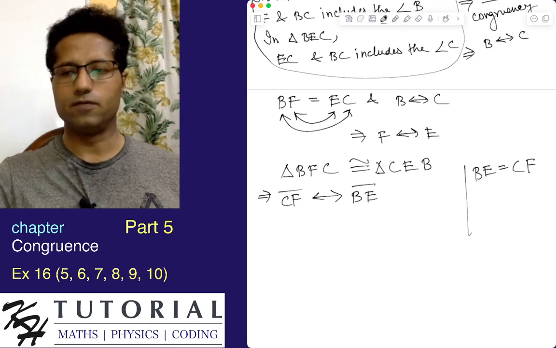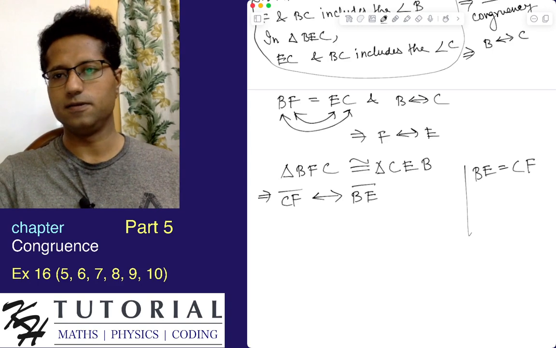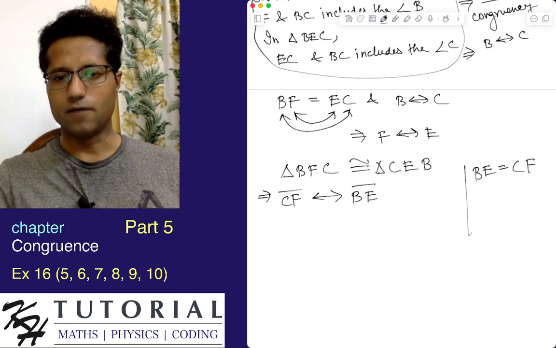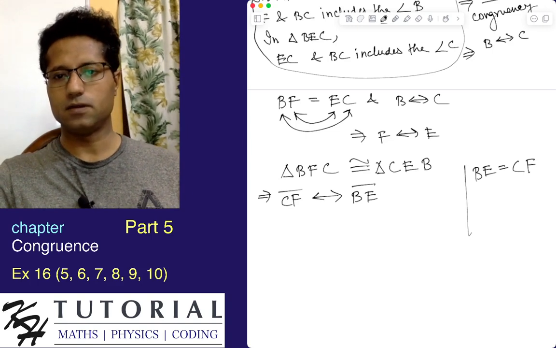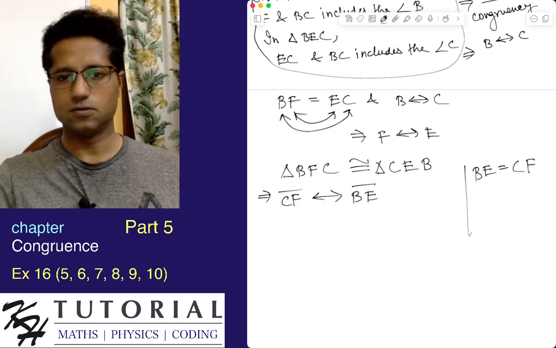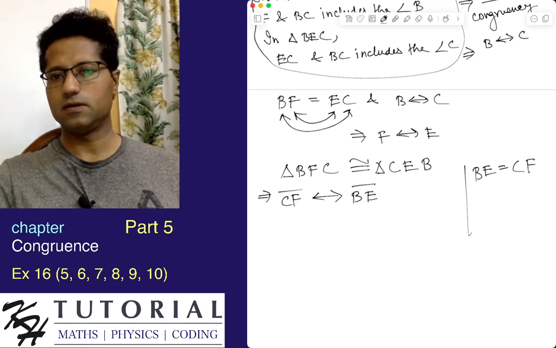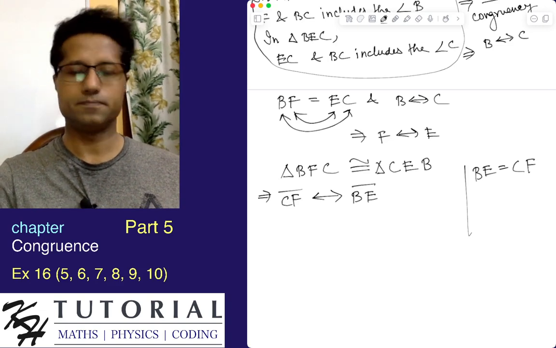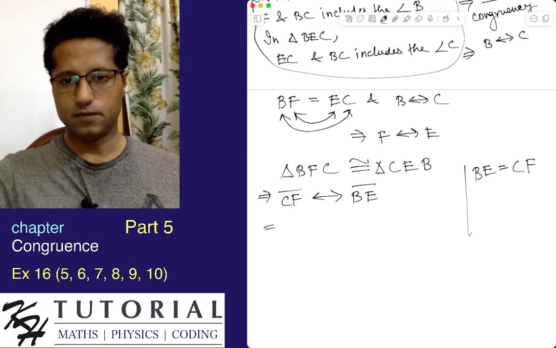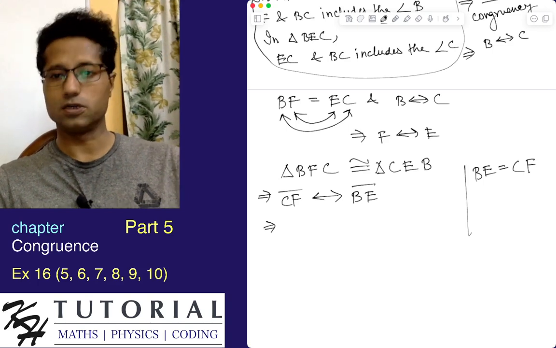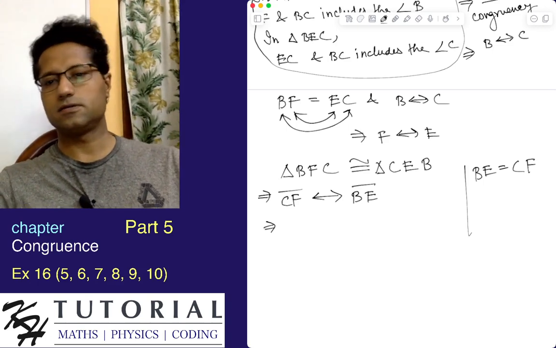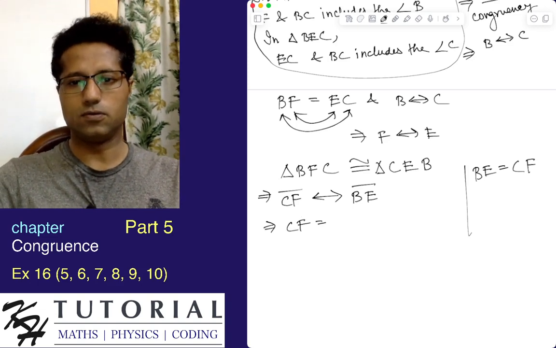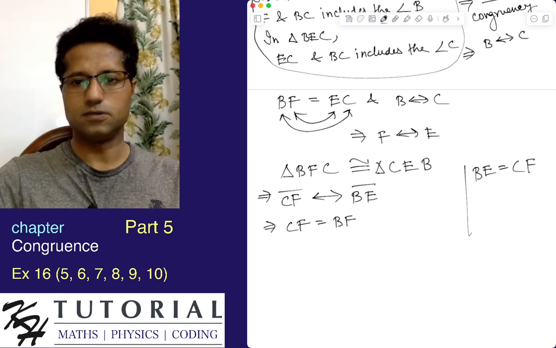If I want to find out which side in triangle CEB has a correspondence to the side CF in triangle BFC, I will see that C has a mapping with B, and F has a mapping with E. So CF must have a correspondence to BE. If these are the two corresponding sides in two triangles, then of course their lengths should be equal. So we have CF equal to BE. Hence it is proved.